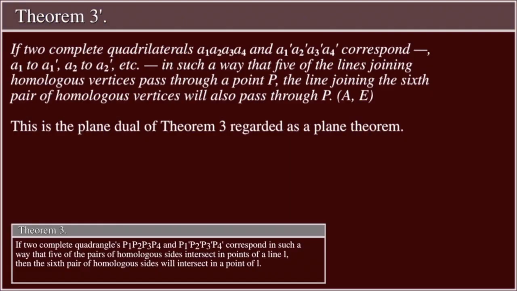Theorem 3'. If 2 complete quadrilaterals, A1A2A3A4 and A1'A2'A3'A4', correspond, A1 to A1', A2 to A2', etc., in such a way that 5 of the lines joining homologous vertices pass through a point P, the line joining the 6th pair of homologous vertices will also pass through P, by assumptions A and E. This is the plane dual of Theorem 3, regarded as a plane theorem.